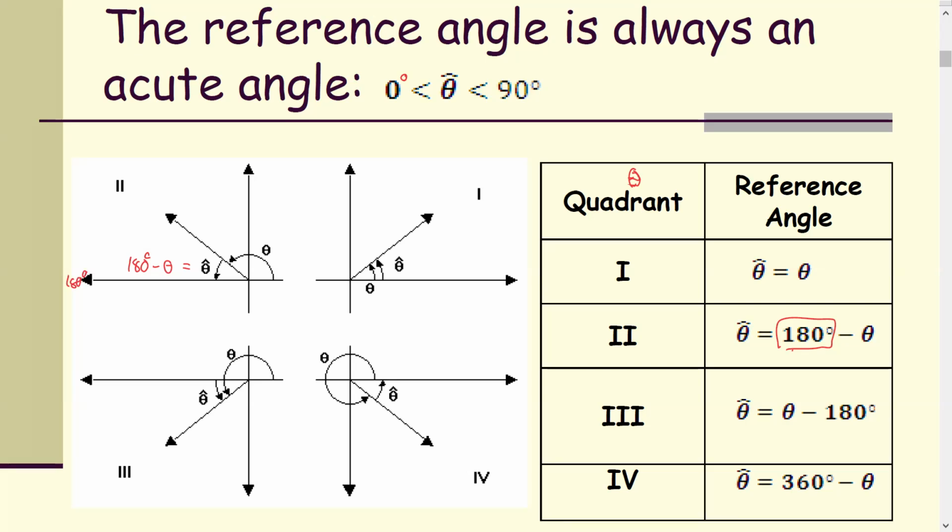If theta is located in the third quadrant, theta hat, or the reference angle, is the difference between the closest x-axis, which is 180 degrees, and the terminal side. Since the terminal side is in the third quadrant and the angle is greater than 180 degrees, theta hat is the angle theta minus 180 degrees. For theta in the fourth quadrant, theta hat is the difference between the x-axis, which is 360 degrees, and the angle theta.